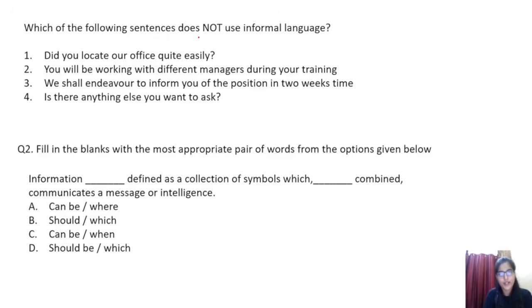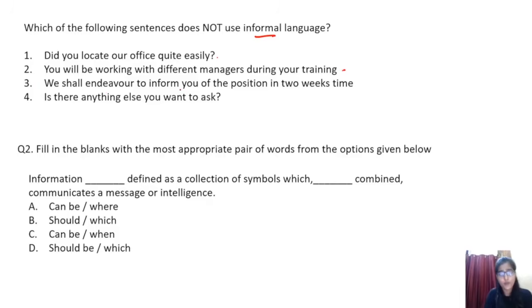Which of the following sentences does not use informal language? Informal in the sense that you can use with your friends or sometimes with family members as well, right? Not just with your boss or office members. So, did you locate our office quite easily? Well, let's move further. You will be working with different managers during your training. Well, these sort of statements can be informal, right? You can usually talk like this.